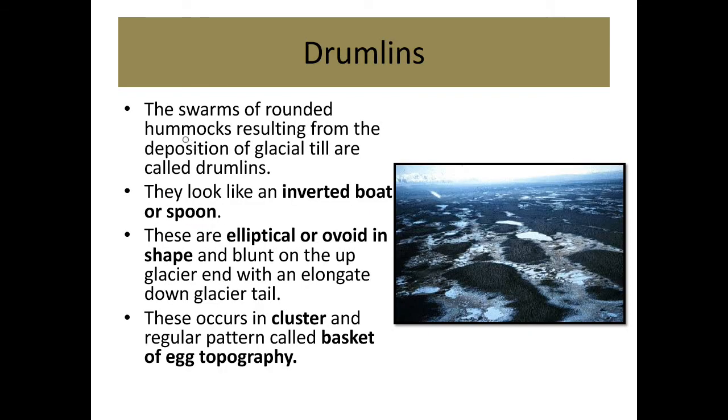Drumlins. The swarms of rounded hummocks, mounds resulting from the deposition of glacial till, are called drumlins. Here we can see many drumlins because of the depositional process. They look like an inverted boat or spoon. These can be elliptical or ovoid in shape, blunt on the top up glacier and ending with an elongate down glacier tail. These occur in clusters and regular patterns. These are also called basket of eggs topography.